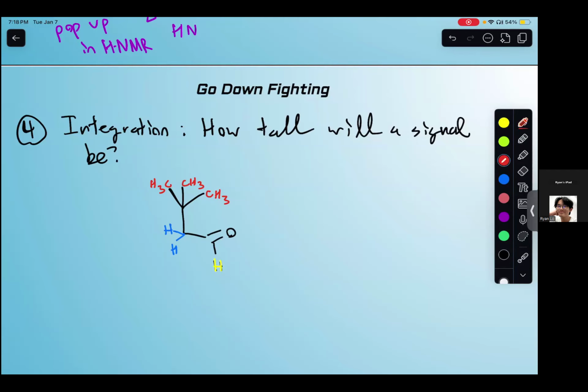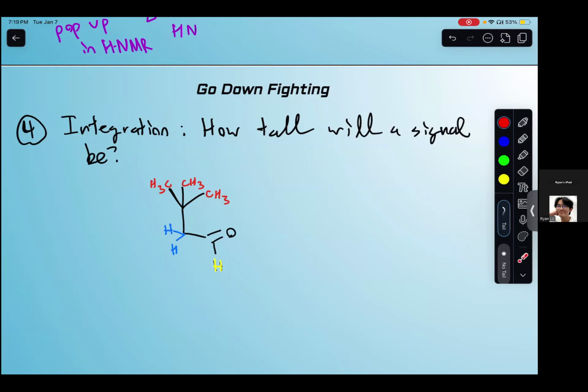Now you may ask yourself, how are these all one signal? Well, think about their unique chemical environment. They look down, there's a carbon that's fully substituted, and there's nothing else there. These are all one thing on their own. On top of that, the CH2 is on its own, and this little H over here is on its own as well.